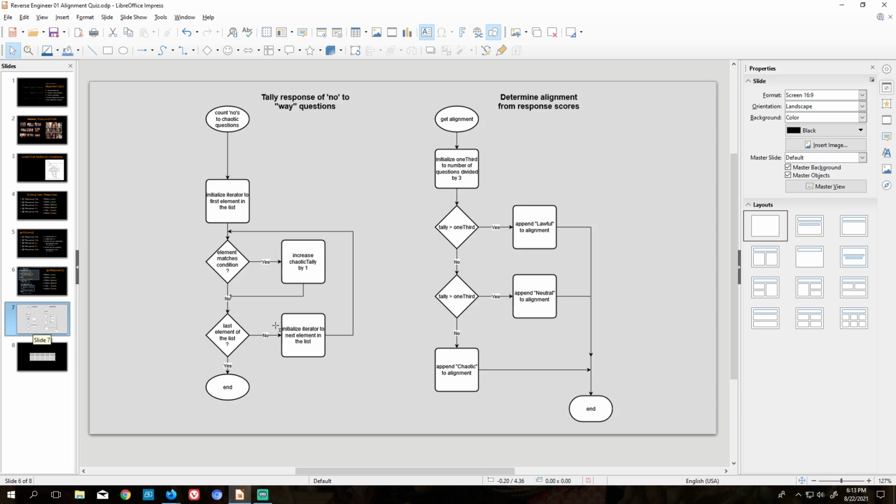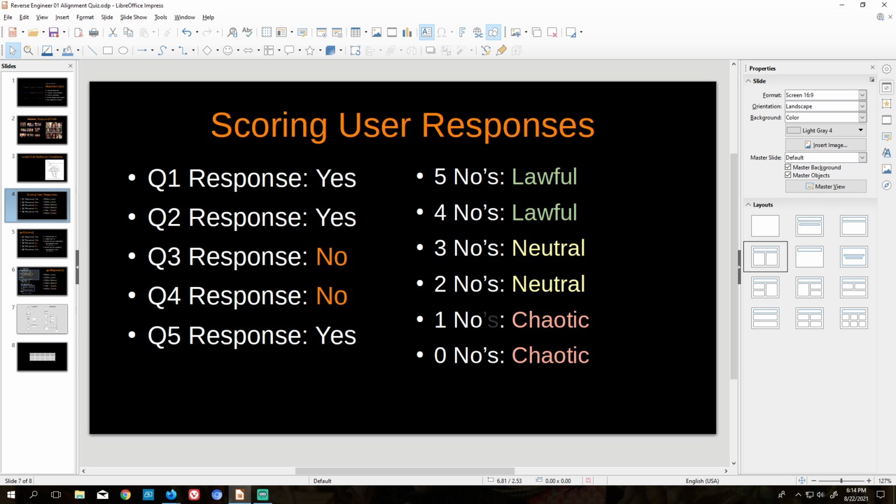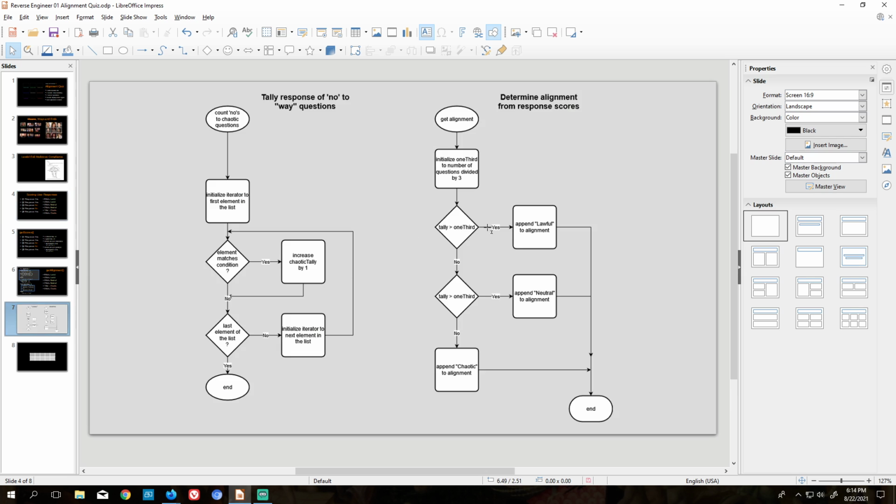So what this is saying is, if the tally of chaotic no responses is greater than 2/3 of the total number of questions, then we're lawful. So if we're above this mark, we're lawful, and then we end. You skip all this stuff down here. So if you pass this, you write lawful and you're done. You skip all the rest.